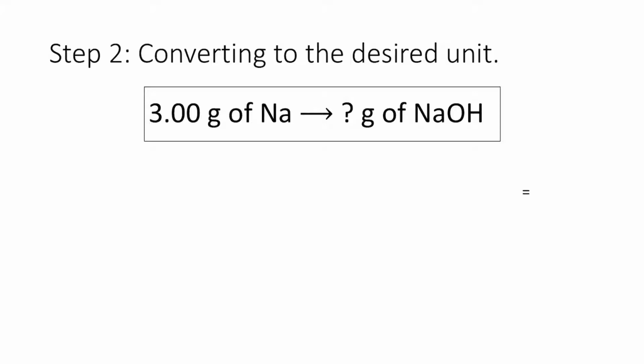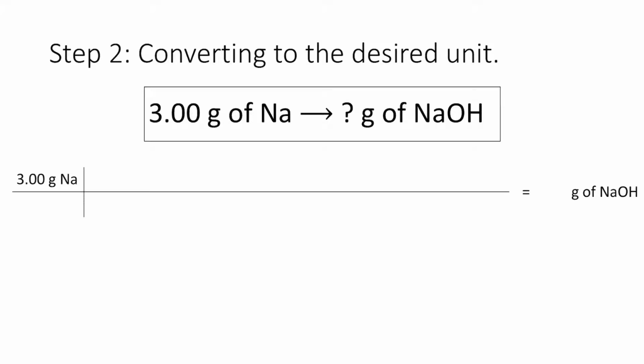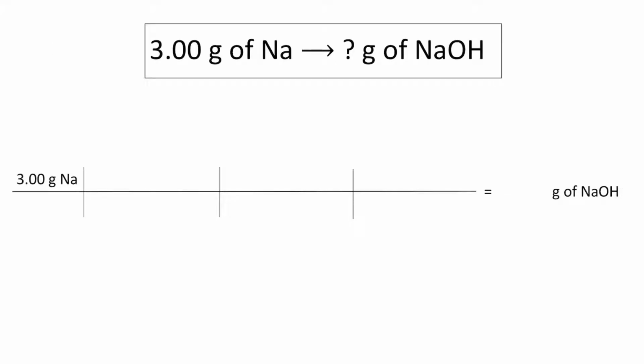So the first thing that I always do is to write an equation, which is an equal sign. And on the left side of the equation, I'm going to put out my given unit. And on the right side of the equation, I'm going to put out my desired unit and establish a train track. After that, I observe that I have sodium, but I want sodium hydroxide as the desired unit. So I need to find the relationship between these two compounds.